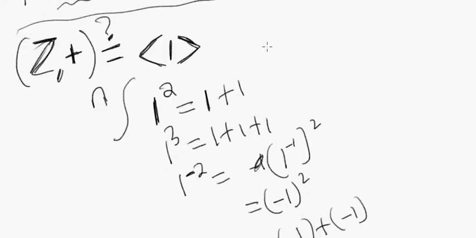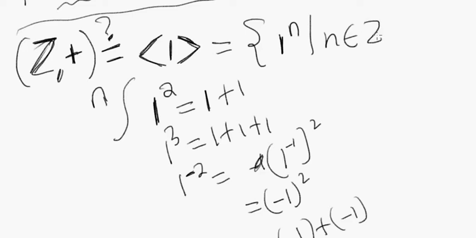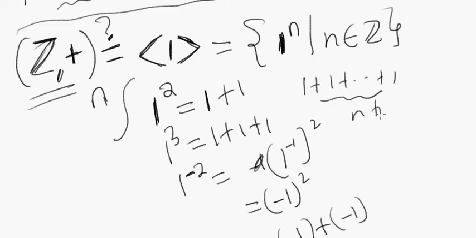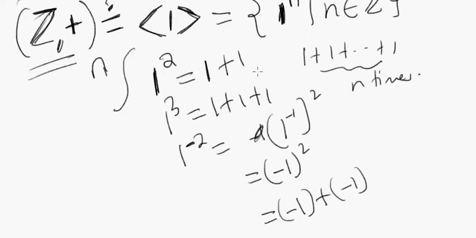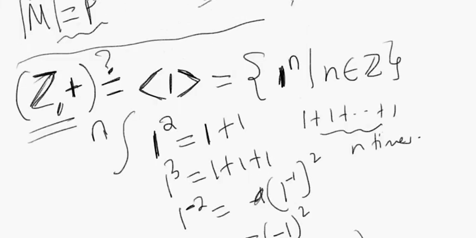So when we talk about the set of all 1 to the n such that n is an integer, are we still talking about the set of integers here? Right. Here 1 to the n is just being defined to be 1 plus 1 plus 1 plus 1, n times. So here we have ourselves a cyclic group generated by 1.